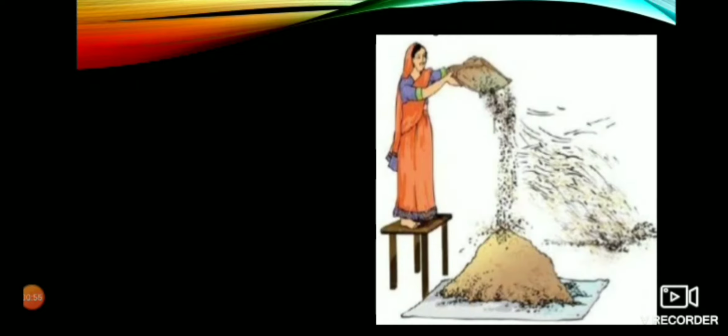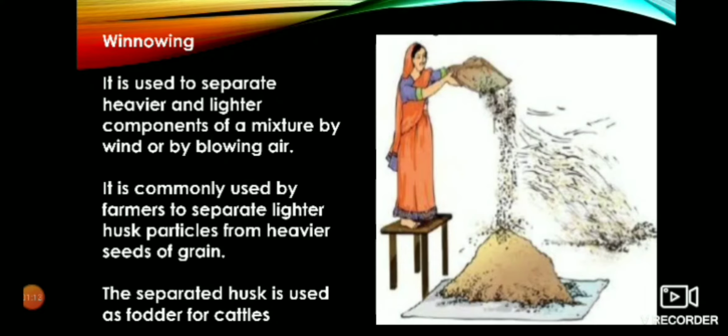Please watch the picture. It is something related to the follow-up activity of last class. I had told you to find out the best method to separate a mixture of sand and dry leaves. Here is the best method. Its name is winnowing. In the picture you can see a woman standing on a raised platform and tilting the mixture. Then because of the wind or air, what happens? The lighter particles will fall apart and the heavier particles will fall near to her.